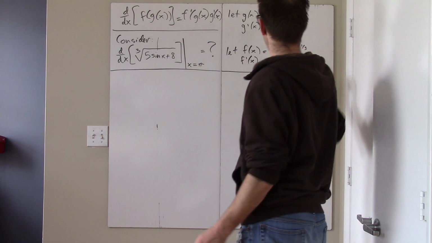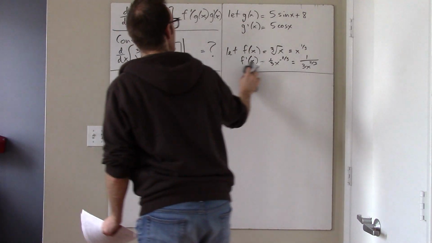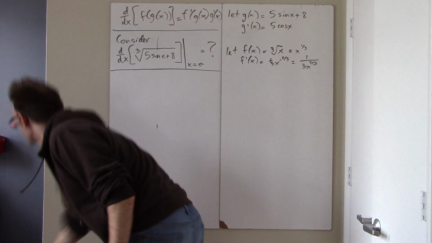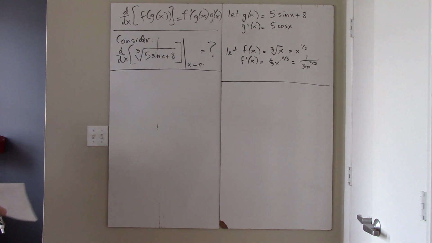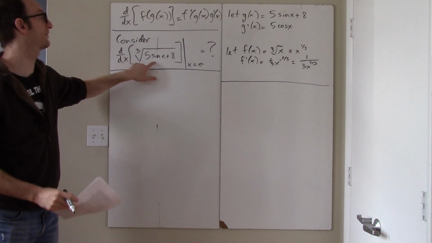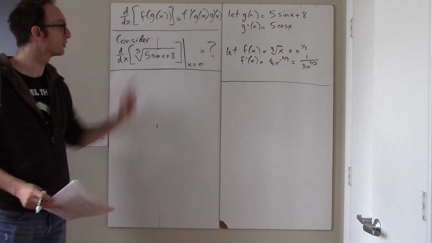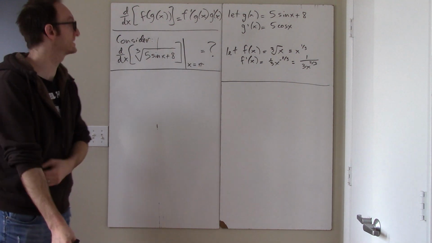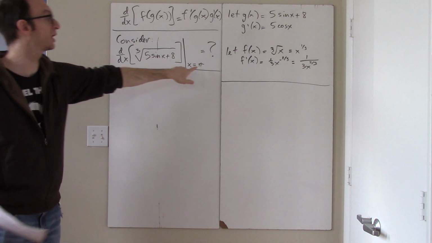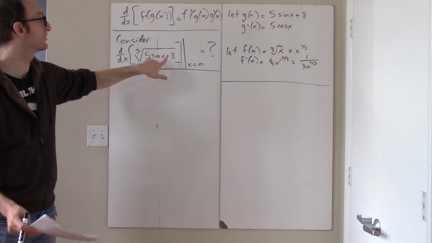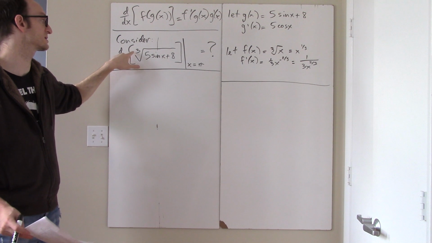Okay, let's take a step back and try to do some thinking about this. What does this all mean? Well, there's this function, the cube root of 5 sine x plus 8, and we want to know the rate at which this function is changing near an input of pi. If you understand composite functions, then you know that we first plug pi into the 5 sine x plus 8 function, and then that output gets plugged into the cube root function.